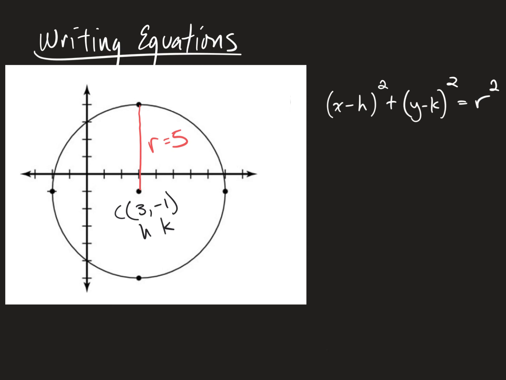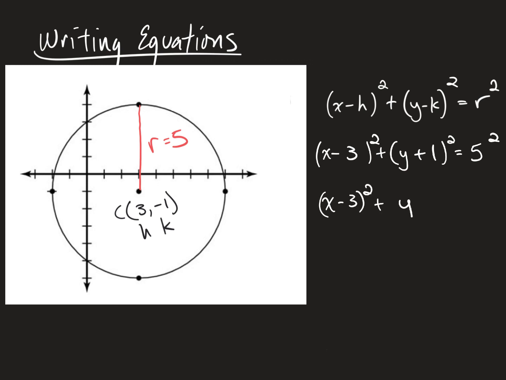So from here, you need to remember that the coordinates of the center are h and k. So we can take the opposites of these numbers, and the reason we take the opposites is because of the subtractions. We substitute them right into the equation for the circle, as well as the radius. The last part here is just the square of the radius, so it'll be (x minus 3) squared plus (y plus 1) squared equals 25.